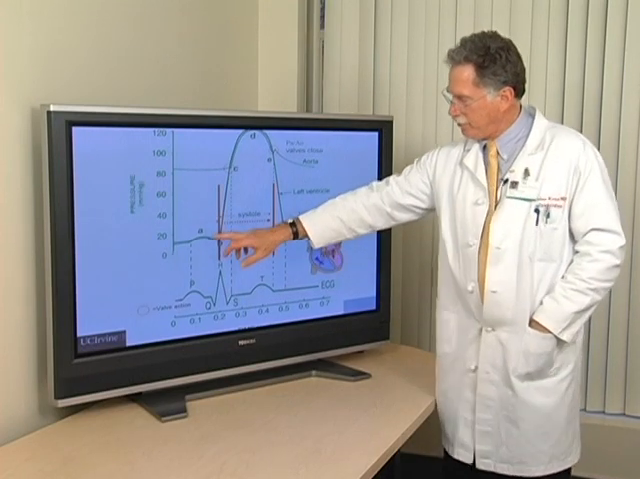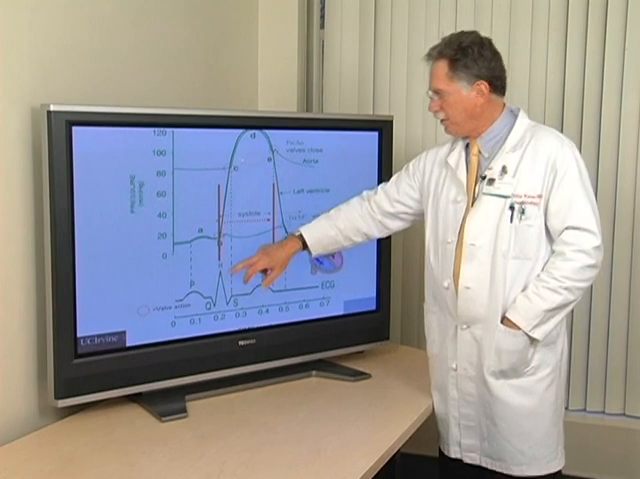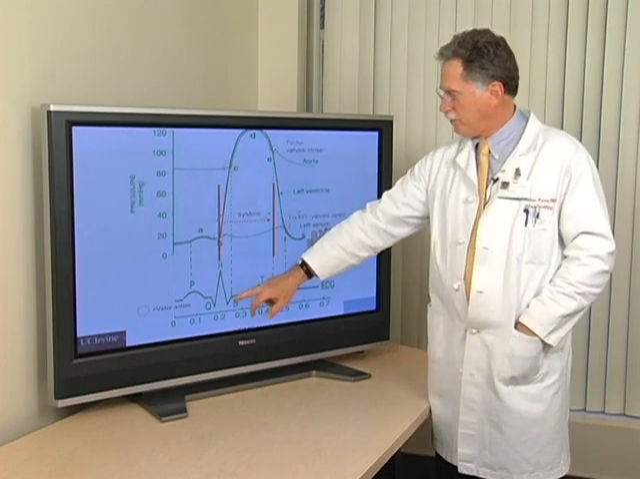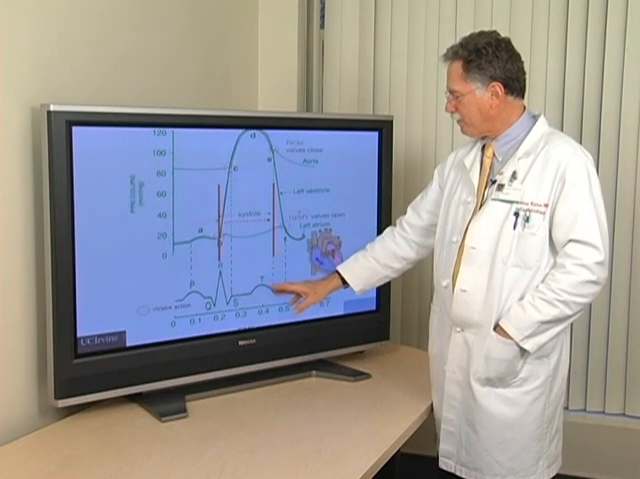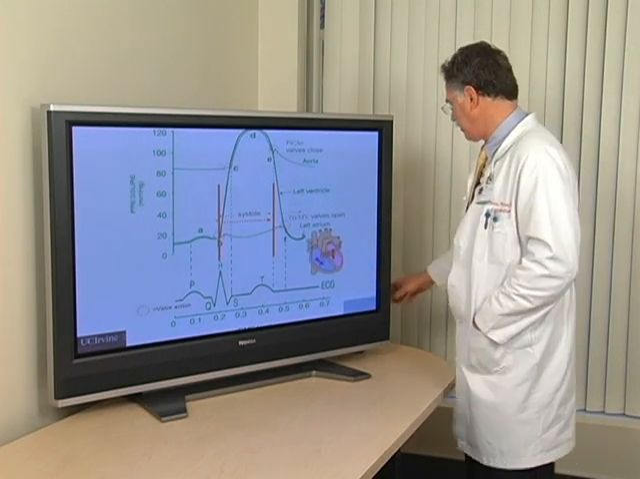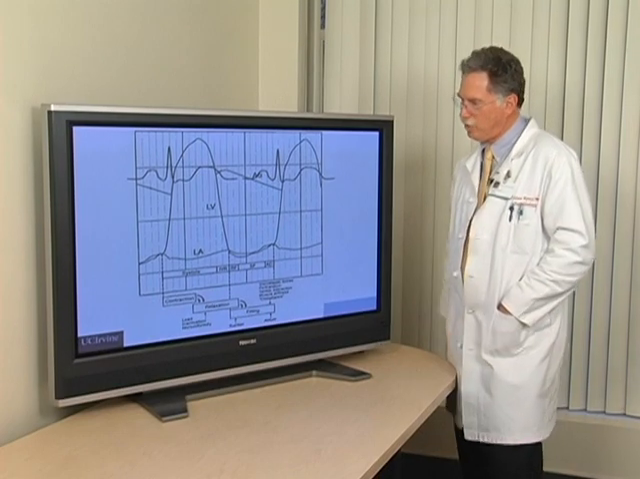The A wave is generated from atrial contraction. The systolic wave is generated after the QRS. The diastolic portion of the cycle starts after the T wave. And that is the whole genesis of our waveforms.